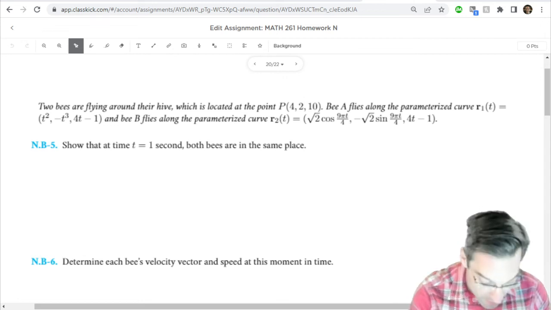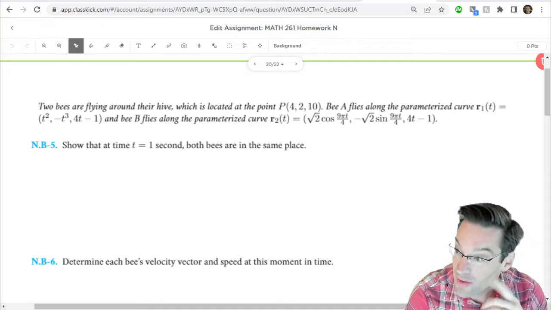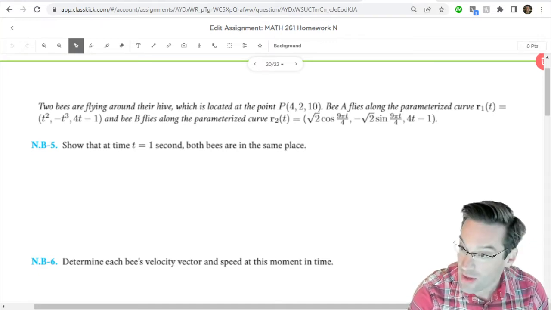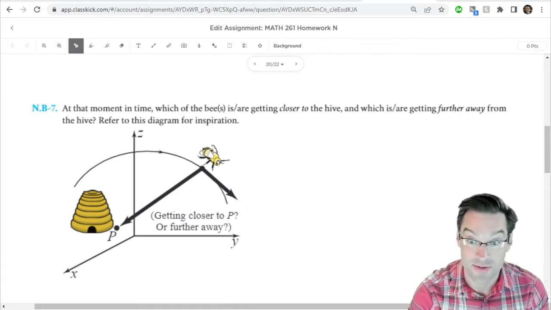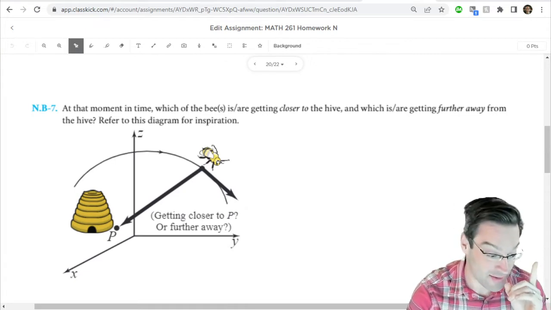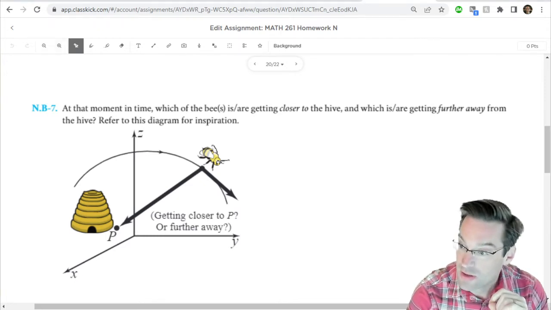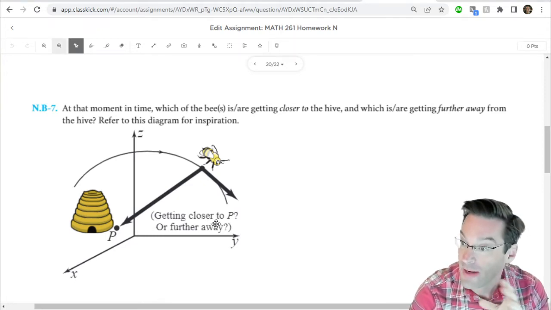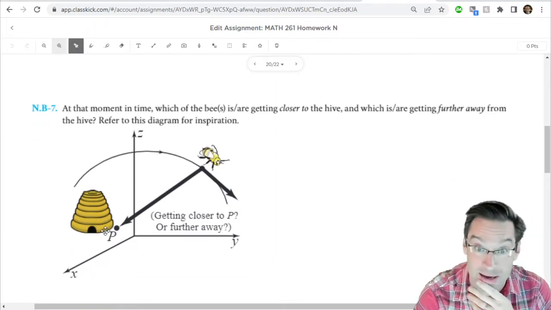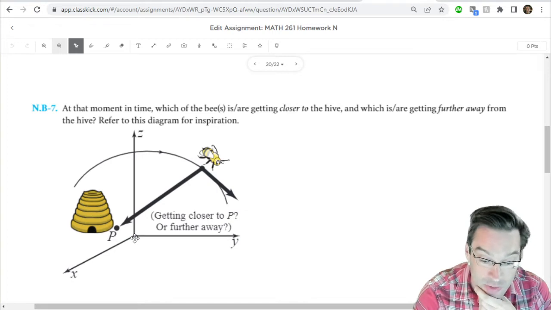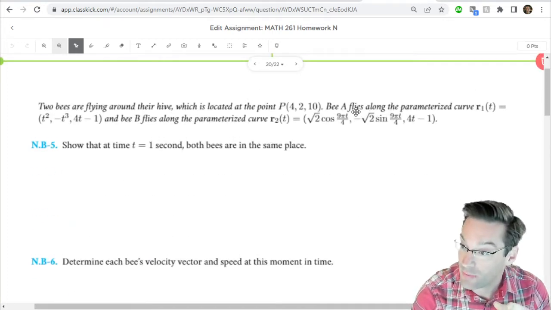If we're talking about the Beehive problem from the homework, it's very likely, I think, that the question we're trying to answer is number 7, and this is the one that causes students the most questions and angst every semester. Notice that the question here is asking something about the rate of change of the distance between the bee and the beehive.